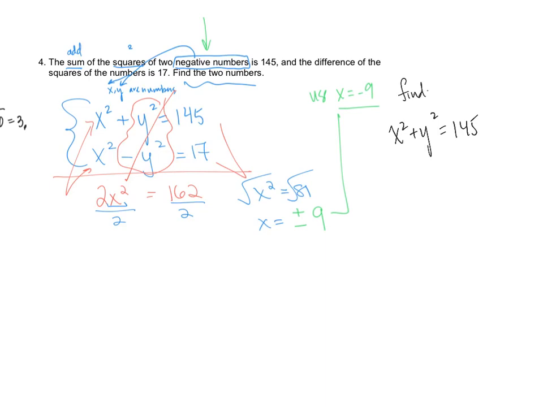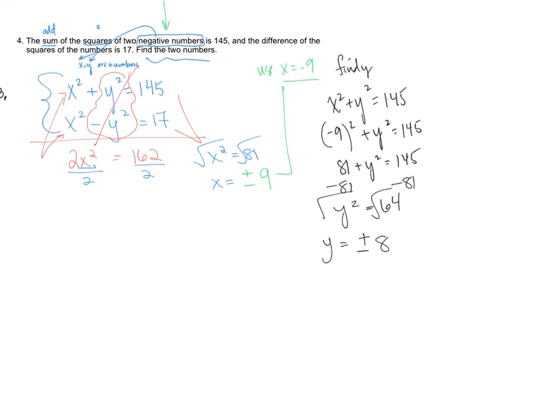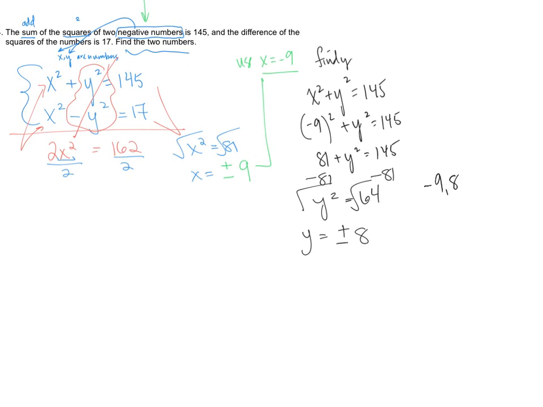Again, I'm trying to find the y. I need to plug it in to x, square it. And so this is looking at, I have 81 plus y squared equals 145. We'll subtract the 81. So we get y squared equals, if we take 145 minus the 81, we're at 64. So again, we square root, we get y equals both the plus and the minus 8. So it looks like a -9 is supposed to go with 8, and -9 is supposed to go with -8.